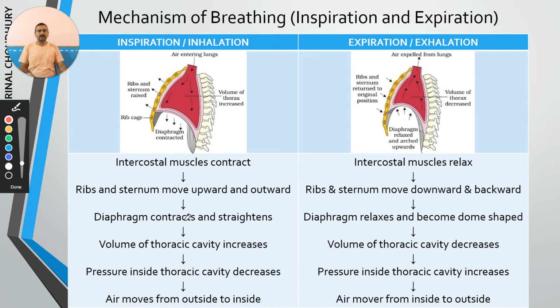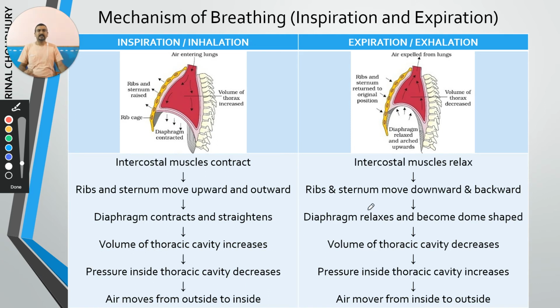Also, the diaphragm will contract. The diaphragm normally remains dome shaped, as in this diagram, but when it contracts it becomes straightened, and that further increases the inner volume. So the volume of the thoracic cavity increases, and the pressure inside the thoracic cavity decreases. This means the air pressure inside is lower than the air pressure outside. So from outside, the high pressure, to inside, the low pressure, the air will come in. That is called inspiration.